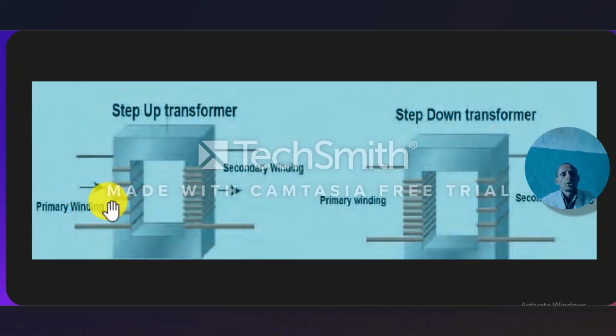Our question is, what is the relation between the number of coils in the primary and the number of coils in the secondary for step up and step down transformers?